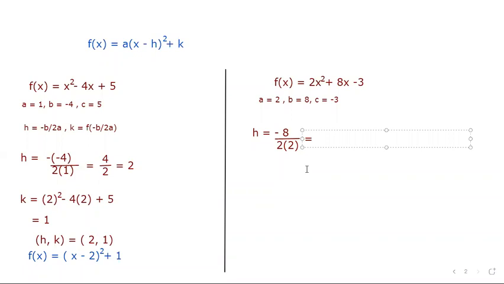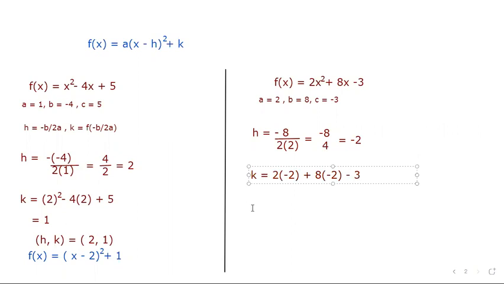Does everyone see that? Let me just show every step. -8 divided by 4, that's what's going to give us -2. And now we plug -2 back into our original function. So that's going to be 2 times -2 squared plus 8 times -2, and then -3. Let me come back and put the squared in.